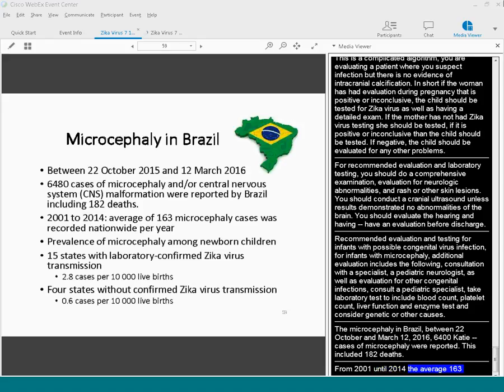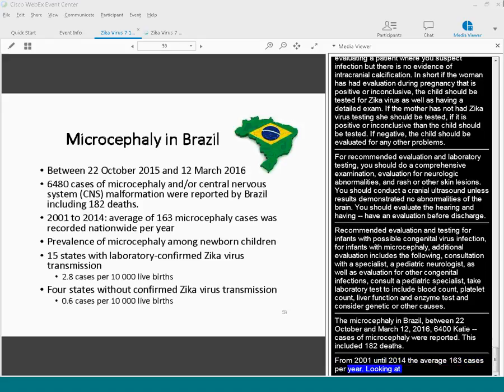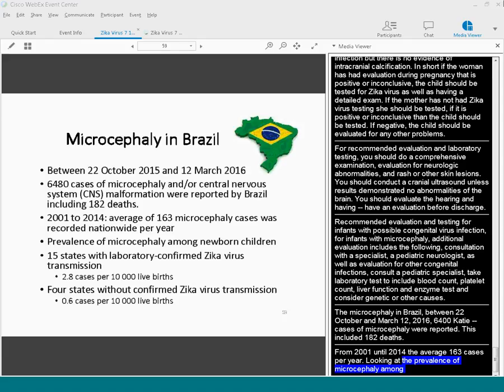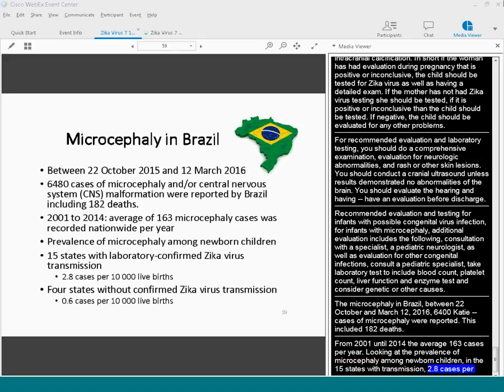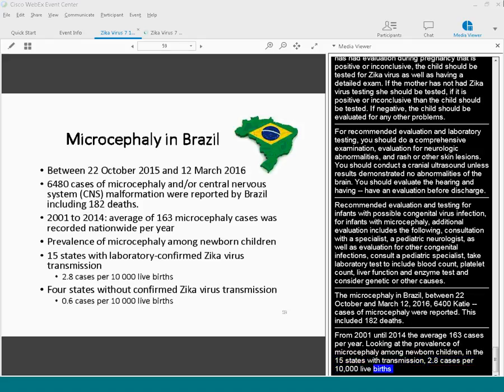In looking at the prevalence of microcephaly among newborn children, in the 15 states with laboratory-confirmed Zika virus transmission in Brazil, 2.8 per 10,000 live births were present, whereas in the 4 states without confirmed Zika virus transmission, there were only 0.6 cases per 10,000 live births, and this difference was highly significant.